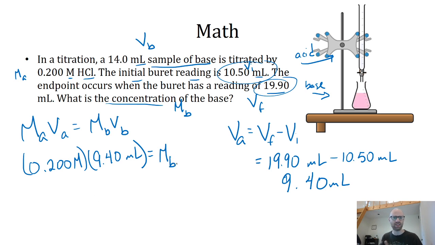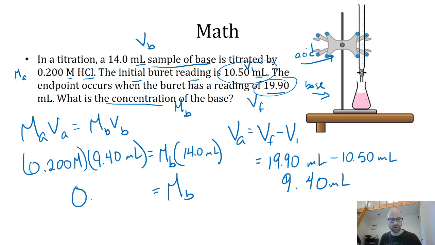MB. I am doing these as subscripts. M sub A, M sub B. This is 14.0 milliliters. And then we just divide over by 14: multiply and then divide. I'm going to do that really quickly. 0.2 times 9.4 divided by 14. And we're going to round to significant digits. I see 3 everywhere, so we're going to round to 3.